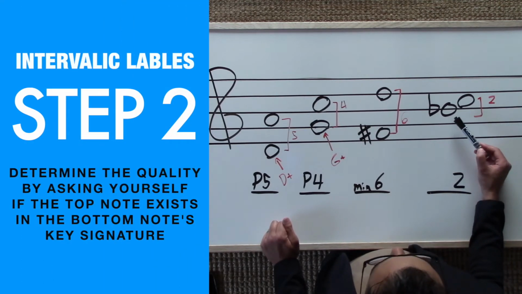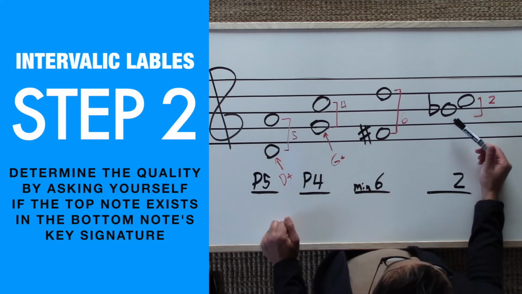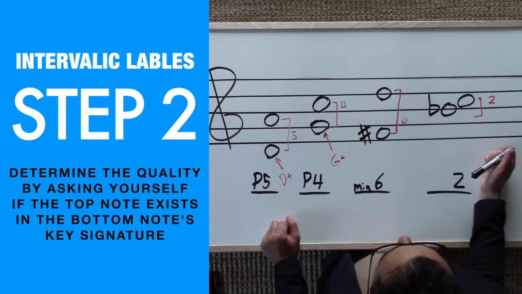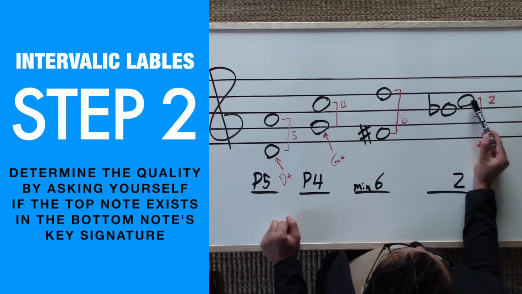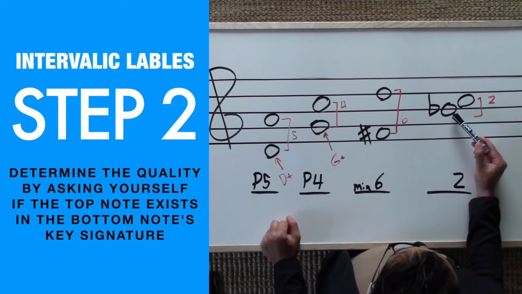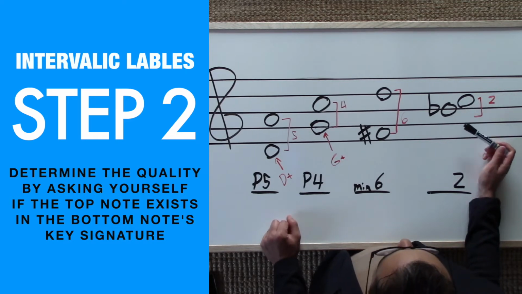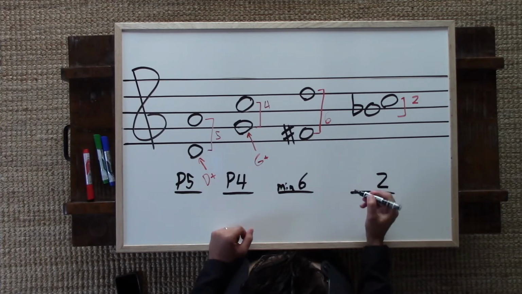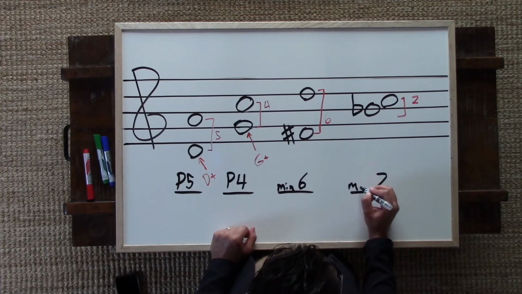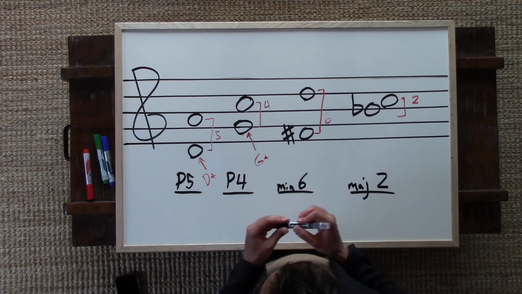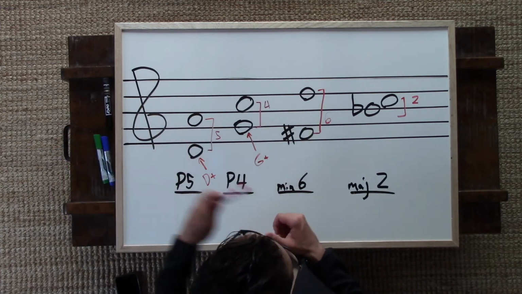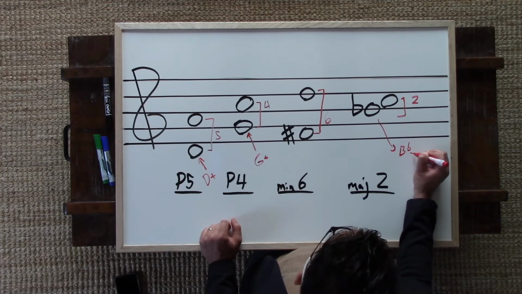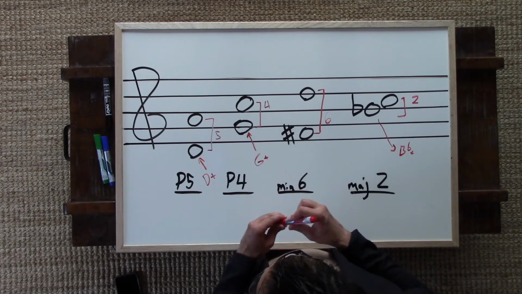In this case, the lowest note is a B flat, and luckily we do know the key of B flat major. It is B flat and E flat. This is a C, so the second note of a B flat major scale actually is C. Therefore, this is just a simple, good old major second, and we know that because we use the key signature of the bottom note, B flat major, and the second note of B flat major is a C.